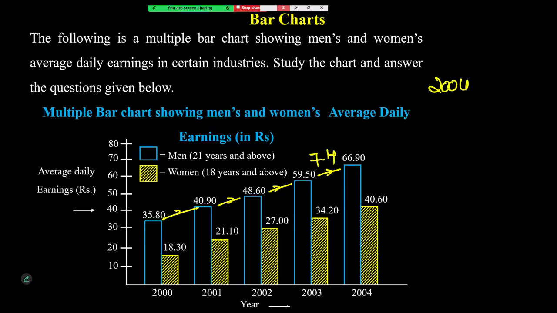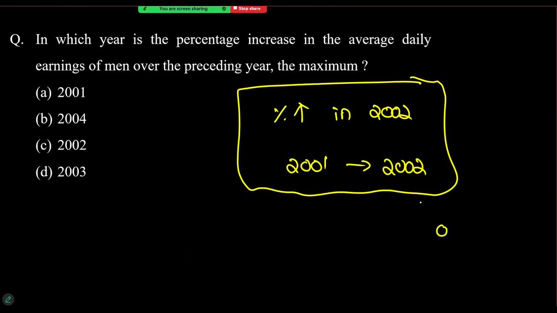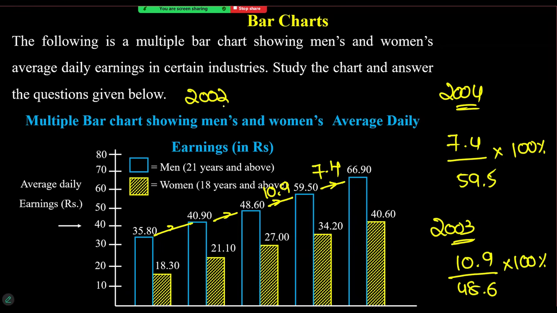For 2004, if you want to do it, 7.4 divided by 59.5 into 100 is the percentage increase. How much increase with respect to the initial value for 2004? If you are trying for 2003, what is the percentage growth? It is 10.9. I think that's the area where you can say 10.9 divided by 48.6 into 100 for 2003. Whereas 2002, how much is the increase? 7.7 with respect to 40.9 into 100.